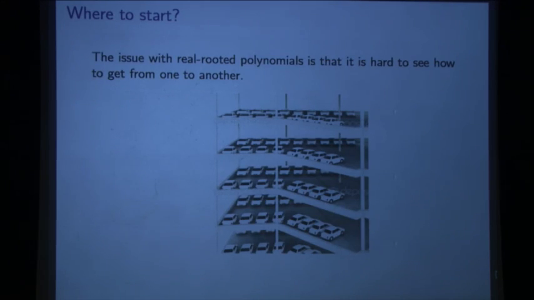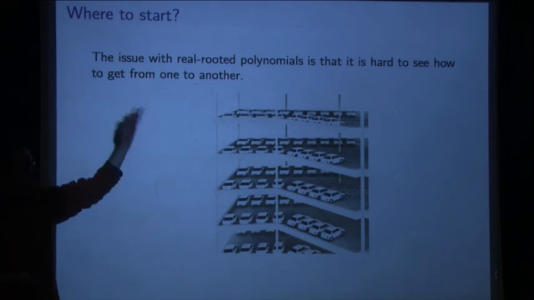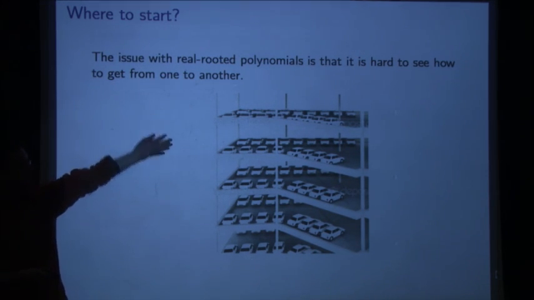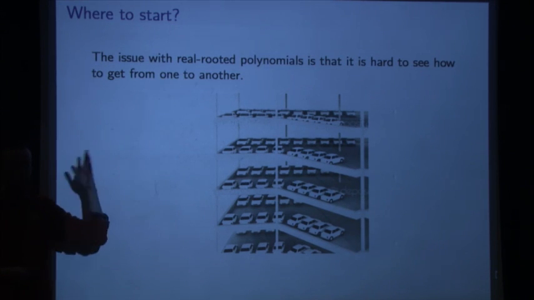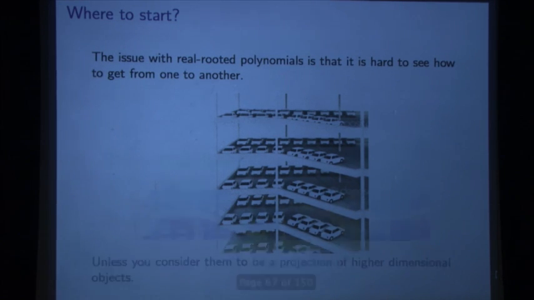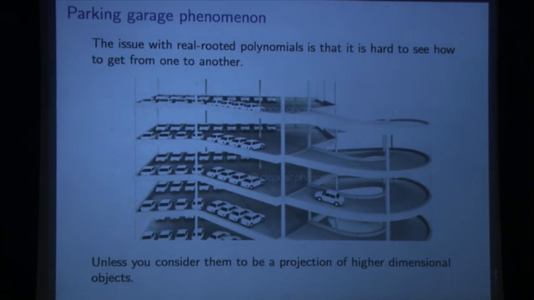Okay, so where to start? The problem with real-rooted polynomials is that it's kind of hard to see how you get from one real-rooted polynomial to another. That's sort of signified by this parking garage where there are cars on different levels, but it's not clear how you get from level to level. Unless you consider them to be a projection of a higher dimensional object, in which case sometimes you get this nice structure which shows you how these things connect to each other.